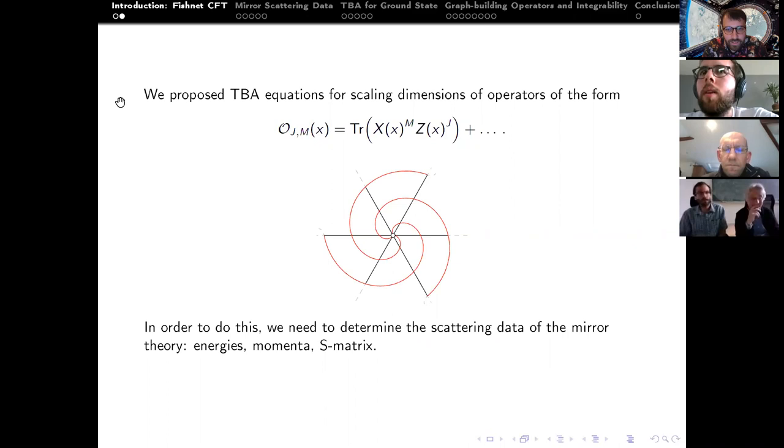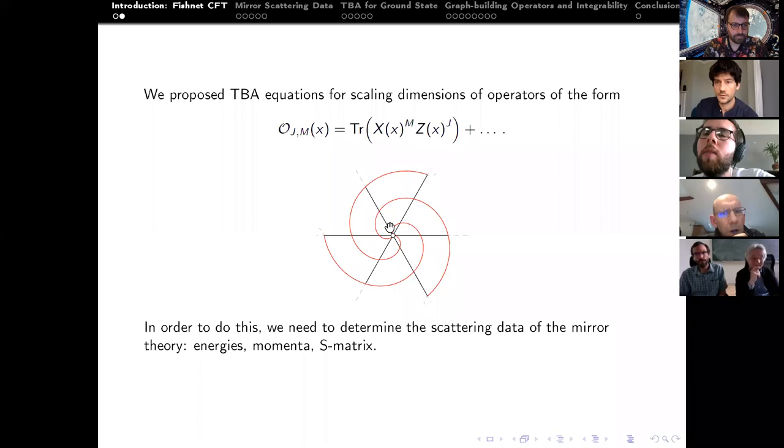What we did was to propose TBA equations for the scaling dimensions of operators of these forms, so single traces with a certain number of X fields and a certain number of Z fields. I will consider the Z fields to be the background, and the X fields will be excitations about this background.